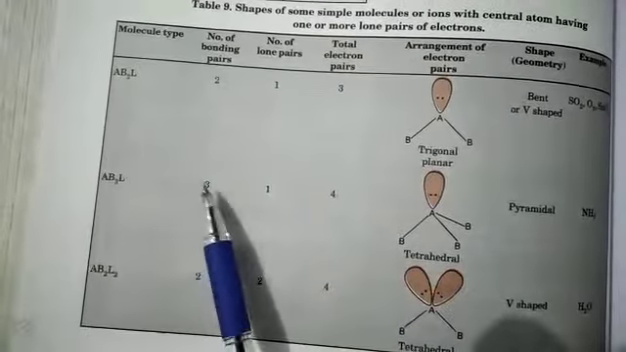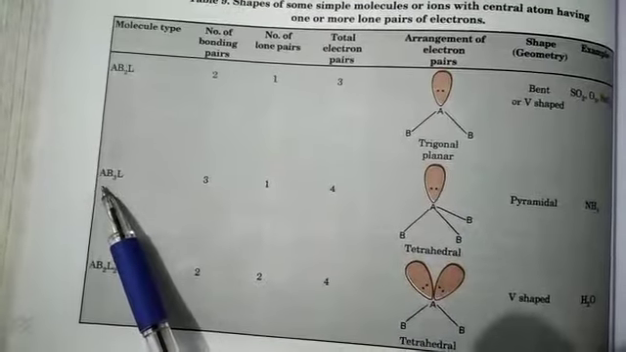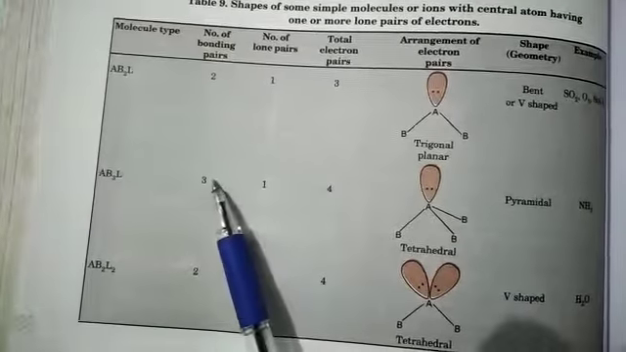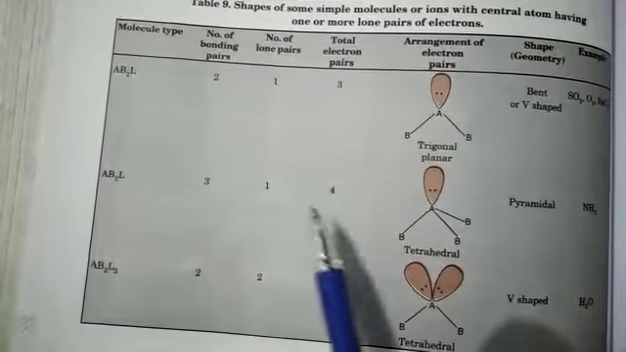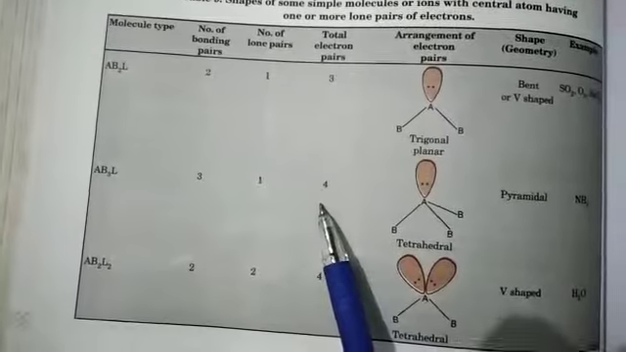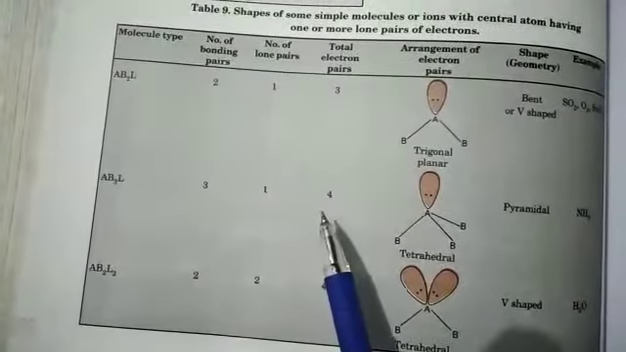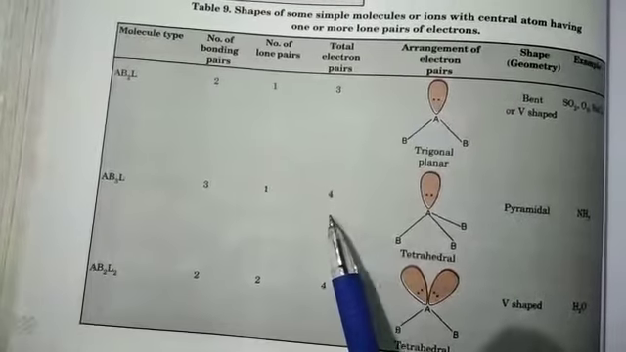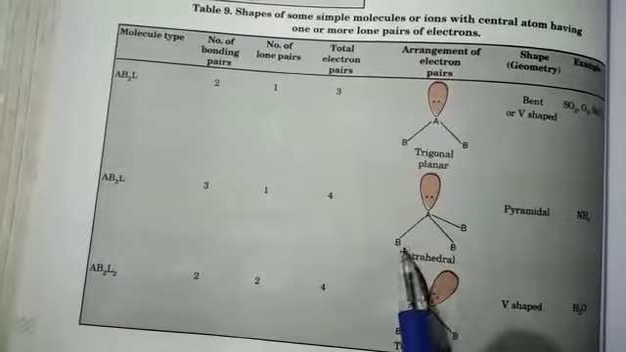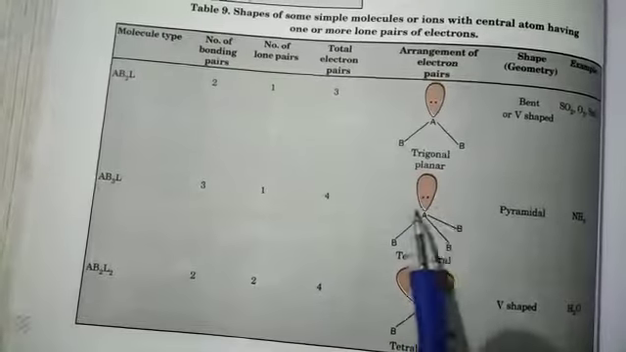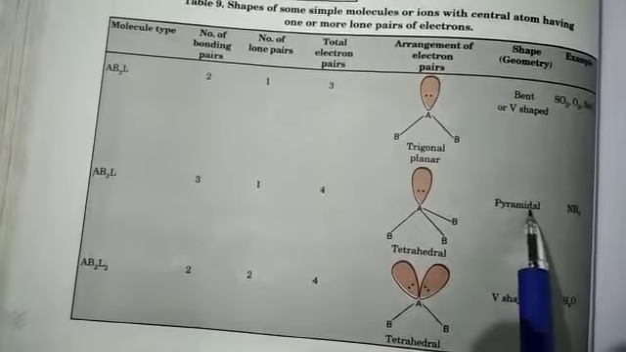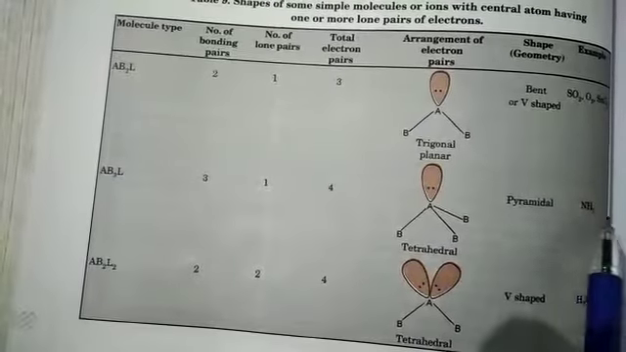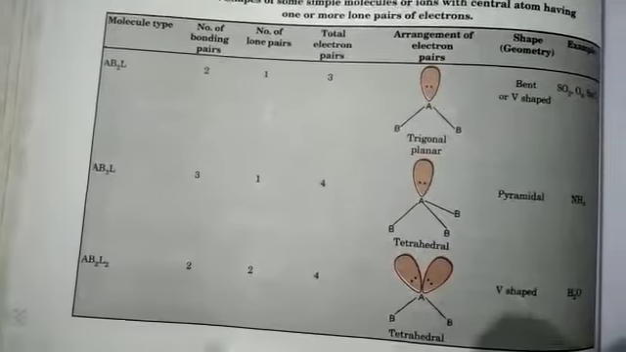Next is AB3L, meaning the central atom has 3 bond pairs and 1 lone pair, so the total number of electron pairs is 4. With 4 electron pairs we had studied in the earlier video that the shape is tetrahedral, but due to the presence of this lone pair it becomes pyramidal in nature. A very good example of it is ammonia, the NH3 molecule.